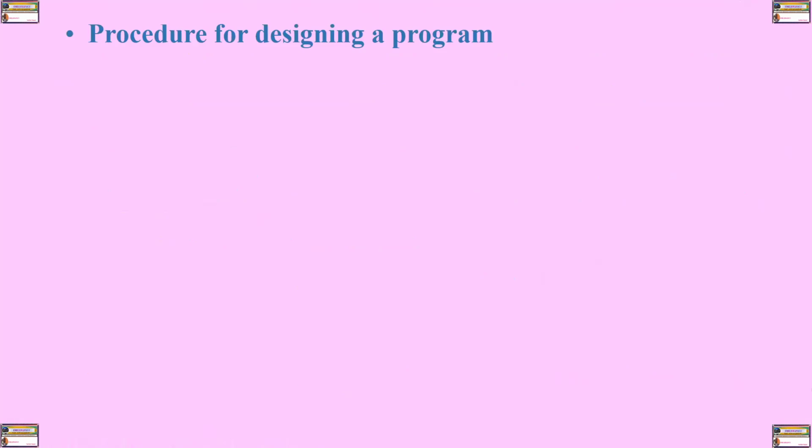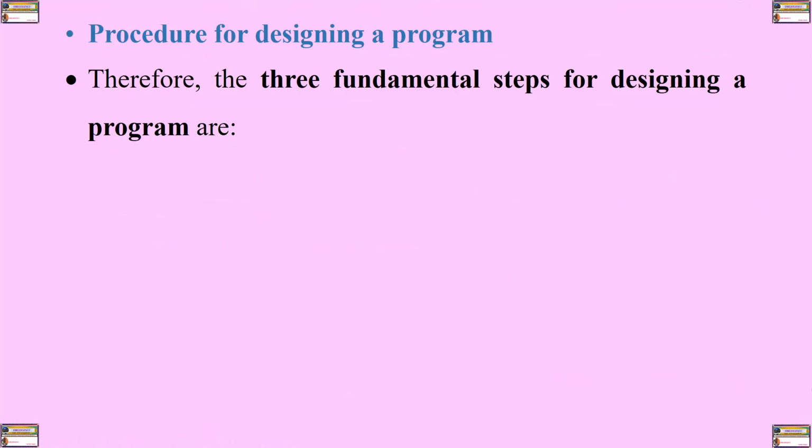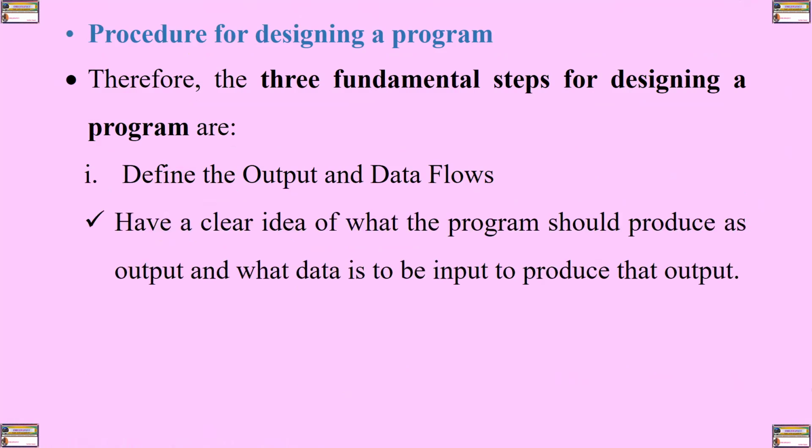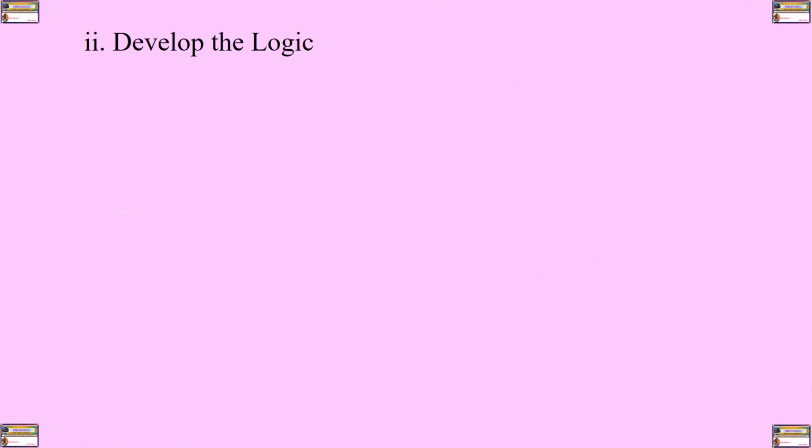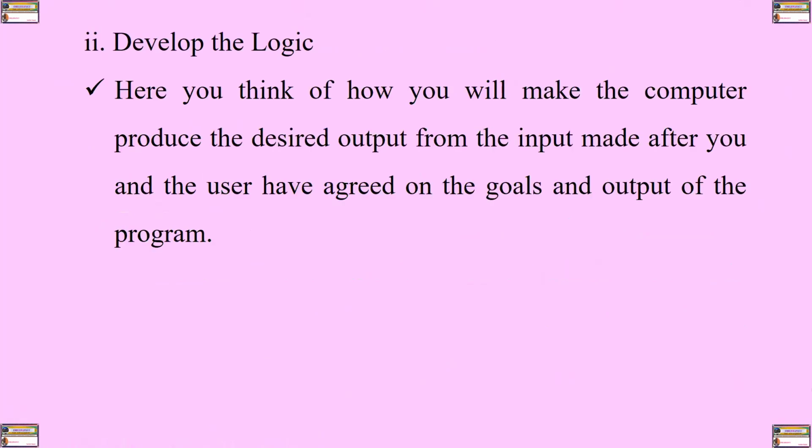So what is the procedure for designing a program? The 3 fundamental steps for designing a program are: number 1, you need to define the output and the data flows. You need to have a clear idea of what the program should produce as output and what data is to be input to produce that output. The programmer should know what every screen in the program should look like and what will be on every page of every printed report. Number 2 is to develop the logic.